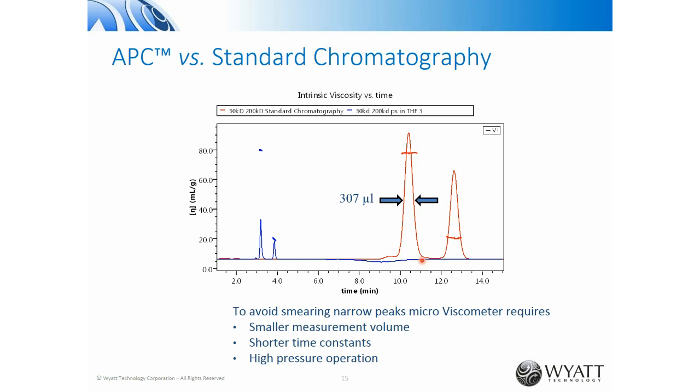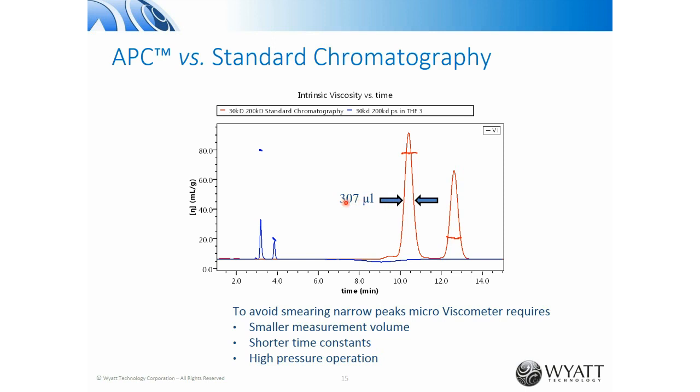And in order to make a good measurement in the viscometer, we want to make certain that the volume inside the measurement capillaries is small compared to the peak, so that we introduce very little smearing as the sample goes through the system. Now, for standard chromatography, when the peaks are 300 microliters wide, that means that we could have an internal volume of, say, 30 microliters, which is 10% or so, and still get very good results.